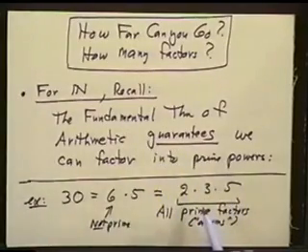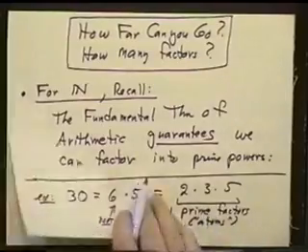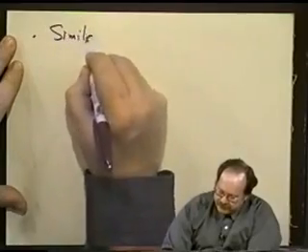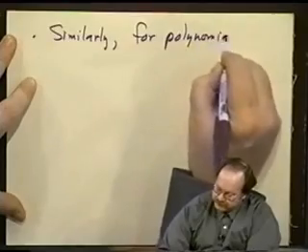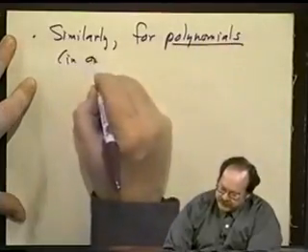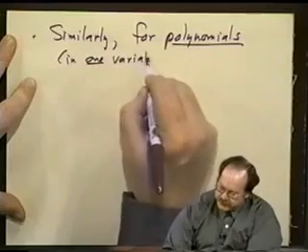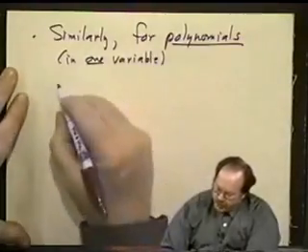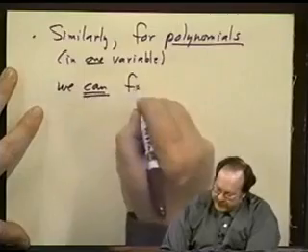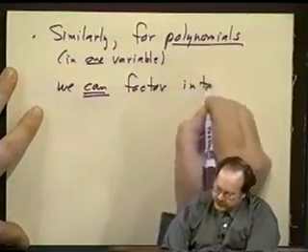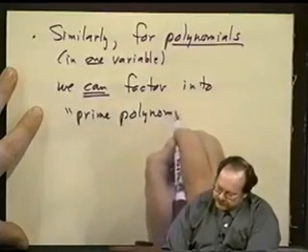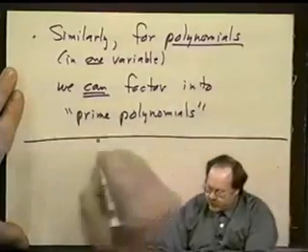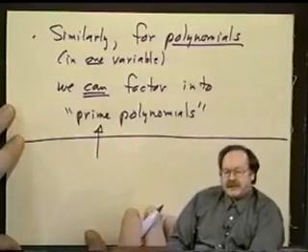So we ask ourselves, is there something like that for polynomials? Well, let's see. Similarly, for polynomials in one variable, let me just remind you of that. We're only looking at those sorts. In one variable, we can factor into what are called prime polynomials. Now I have to decide what is a prime polynomial. What could that possibly mean here?